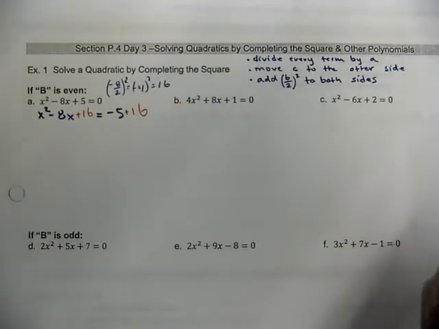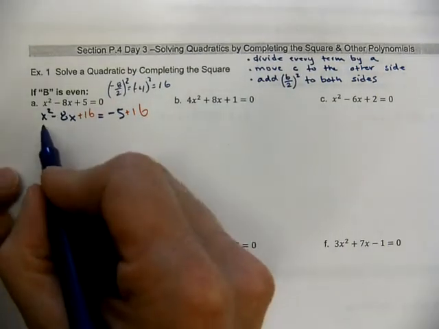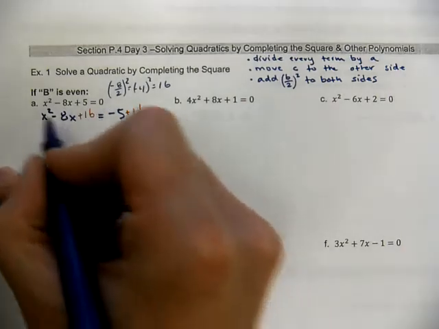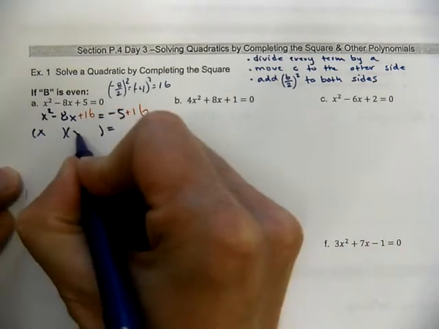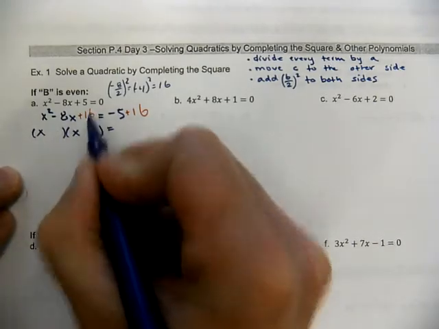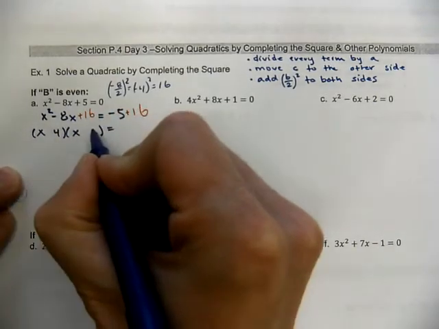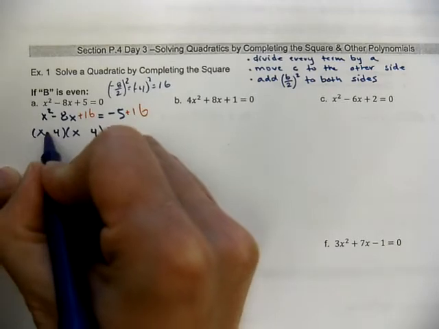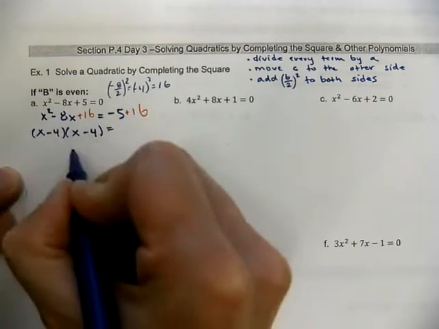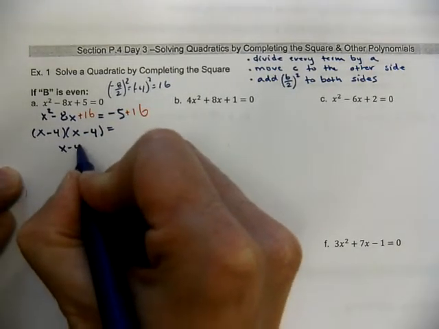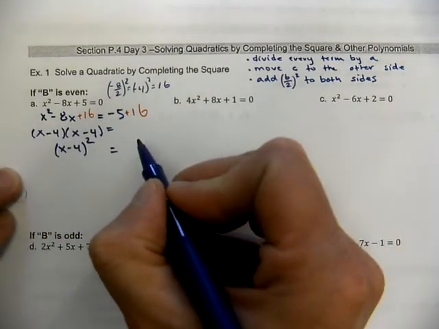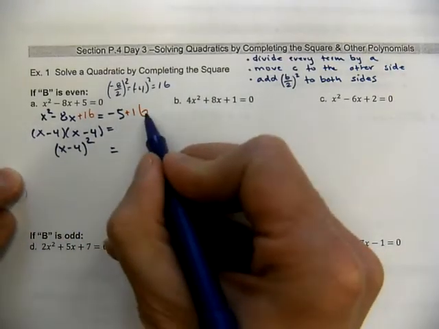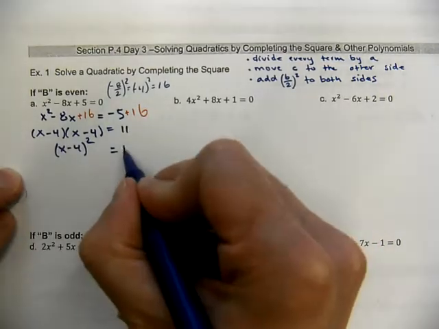That means on the left-hand side, we now have a trinomial that can be factored. If you think about this, we're going to find factors that multiply to 16, but add to negative 8. So we match the sign in the middle. And because those are identical, we're going to rewrite that as a binomial squared. On the right-hand side, negative 5 and 16 gives me 11.